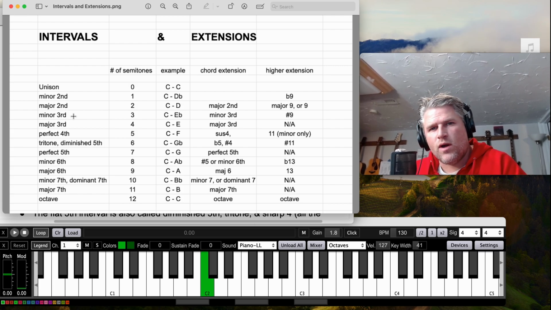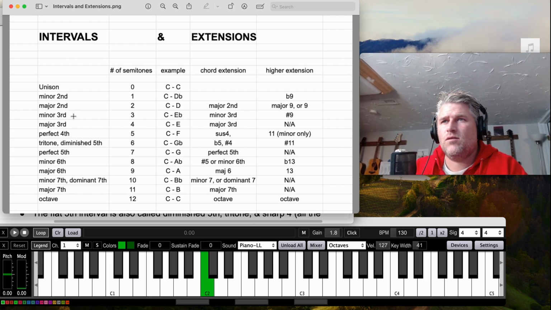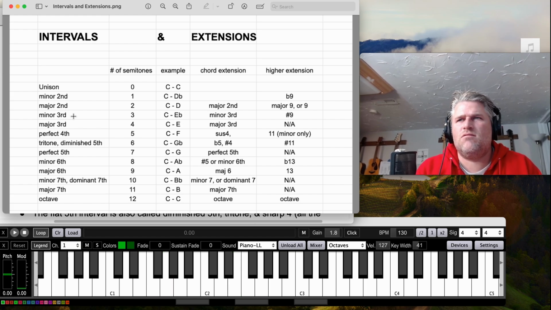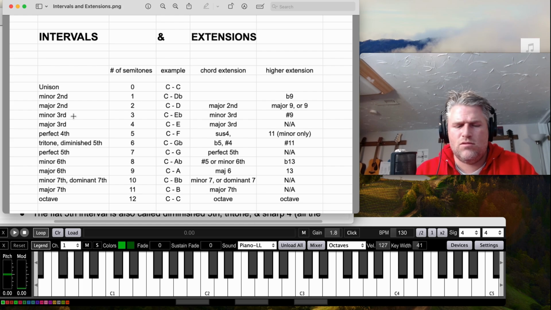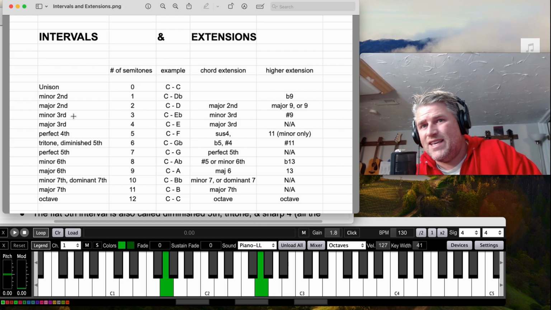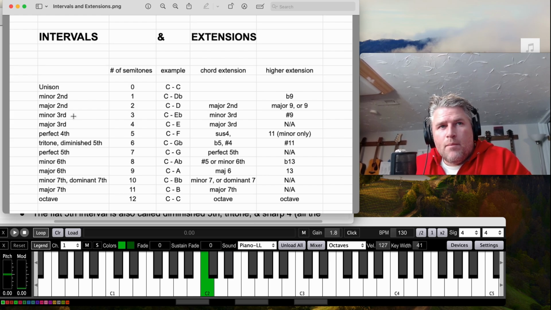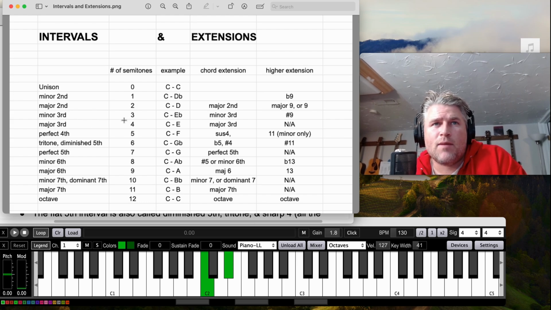So this interval going, you've heard this a million times in blues and rock. Memorize that is a minor third. This note is a minor third. Anyway, minor third. So that means we go up 1, 2, 3 semitones from the C.